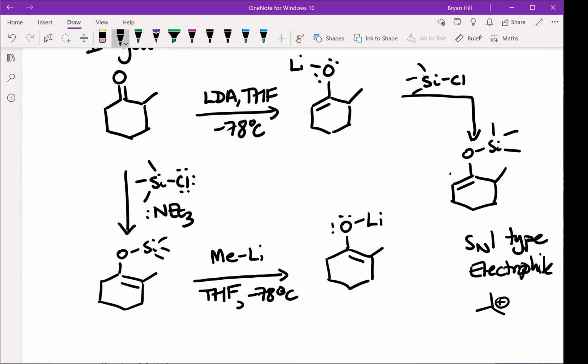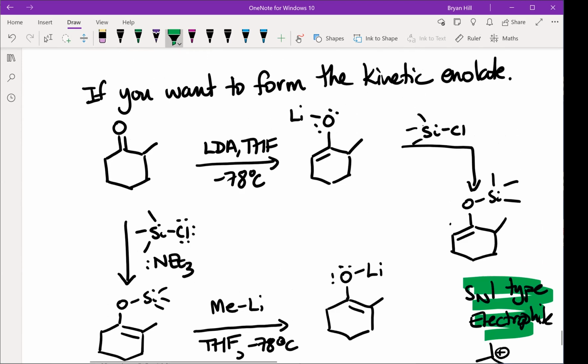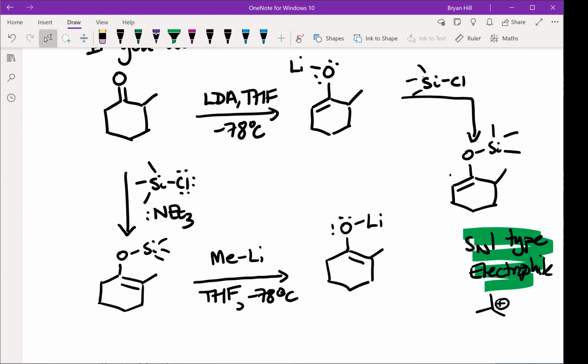It wouldn't react like with the LDA. That would be a total mess. So it's completely different. But this isn't really important for what we're doing in this class. But it is a complementary type of electrophile. The key point, though, is that you can make both types. You can make the silyl enol ether, the thermodynamic or the kinetic, and you can make the lithium enolate thermodynamic or kinetic just by the way you manipulate the reaction conditions.